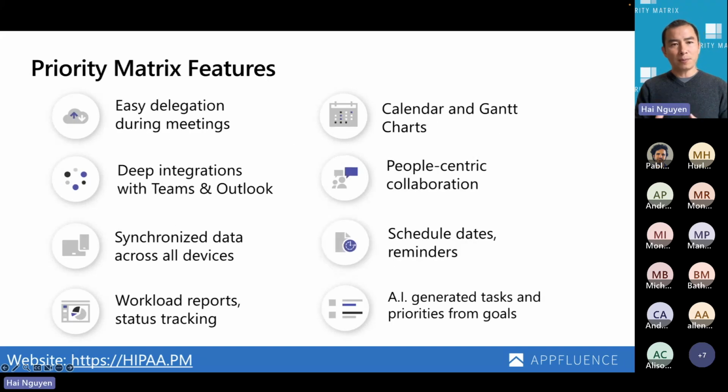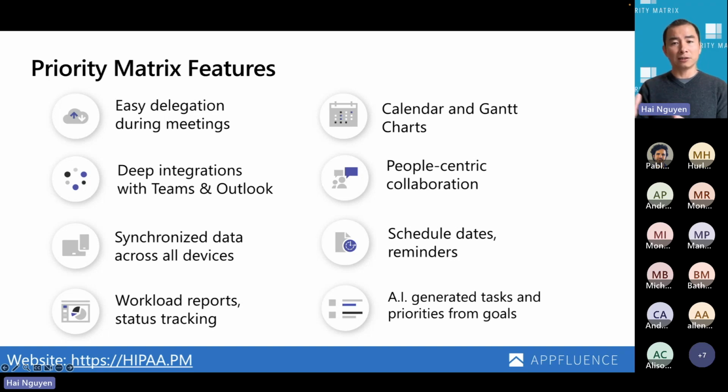So a couple of points about the Priority Matrix features. Of course, we have everything related to collaboration. What that means is you can take that 2x2 matrix that I mentioned, and you're able to take those action items and delegate them to others. You can do it during meetings. You can do it on your own time.